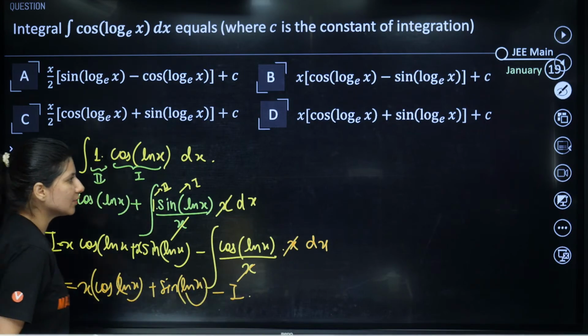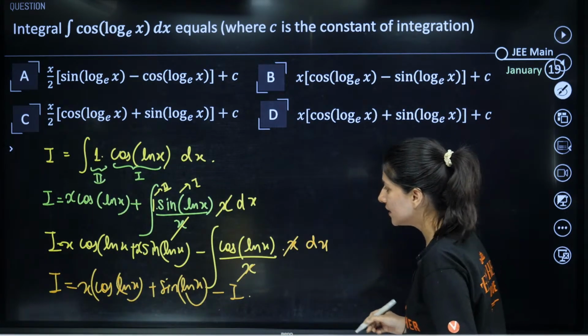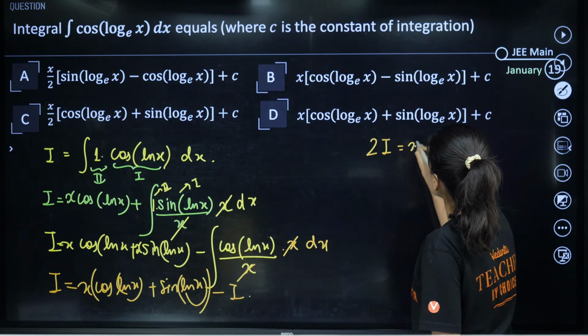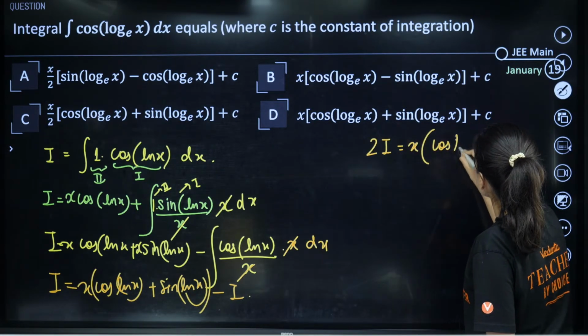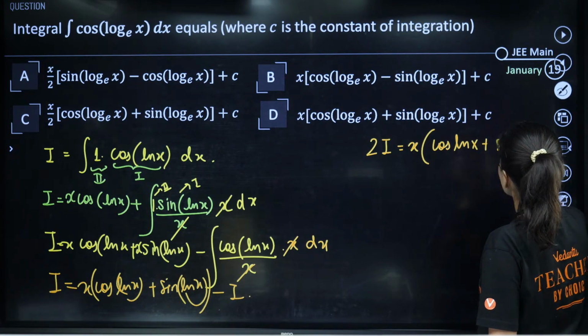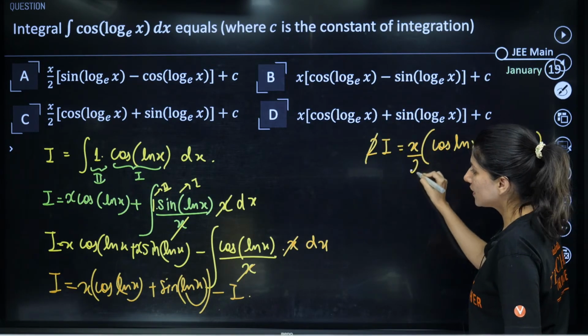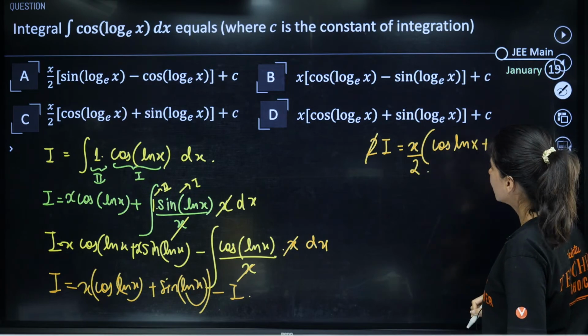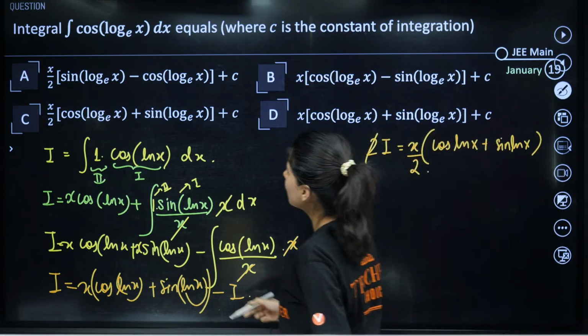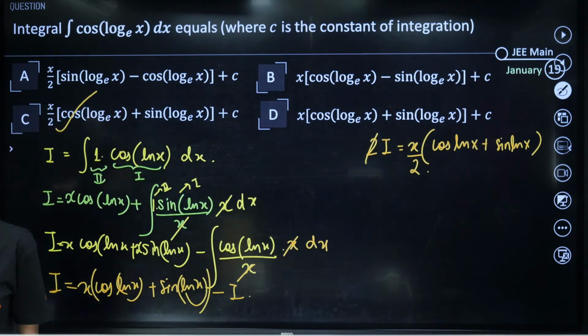So 2I equals, now understand, x is outside, cos log x plus sine log x, and the 2 is coming over here as 1 by 2. So x by 2, cos log x plus sine log x plus c. Option C is absolutely right.